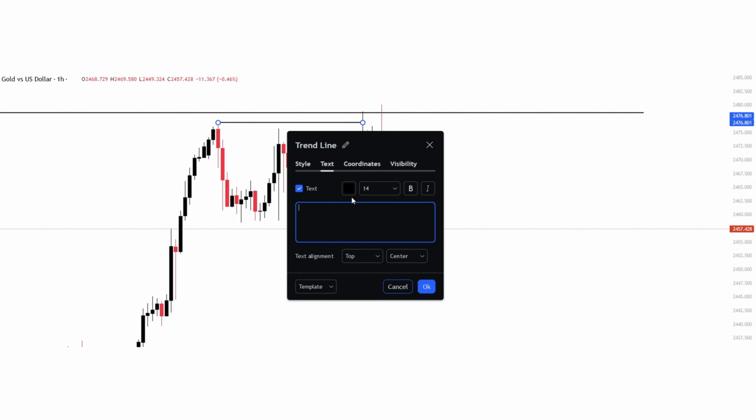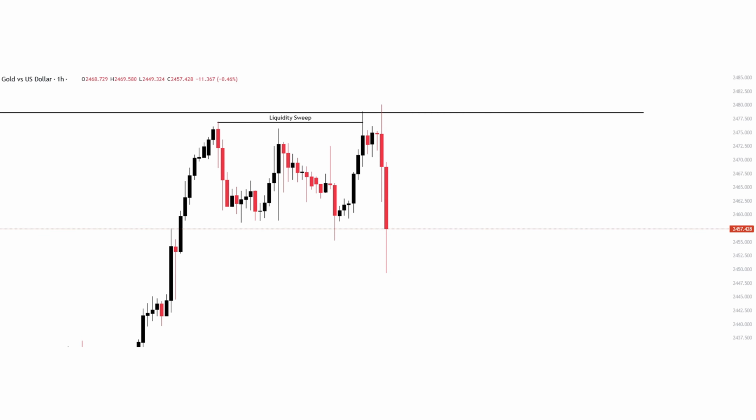This market structure is clear, a simple liquidity sweep to the upside, right at the point of interest, and this sweep is validated with the following bearish internal change of character.